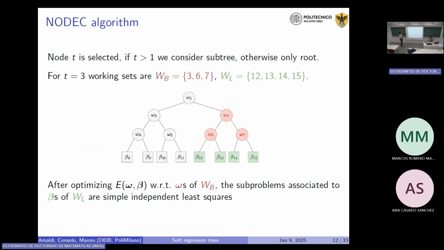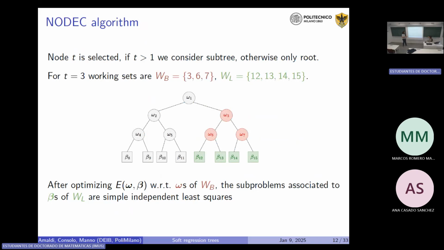Just to give you an idea, we pick randomly during the optimization a branch node. If the branch node is not the root one, we are going to consider all the variables associated to the subtree rooted at that branch node. So in this case, we select t equal to 3, so we consider this subtree, the red and green variables. We first optimize the omega 3, omega 6, omega 7 variables, and only after the optimization of the red variables, we consider the green ones, that are the ones associated to the least squares.